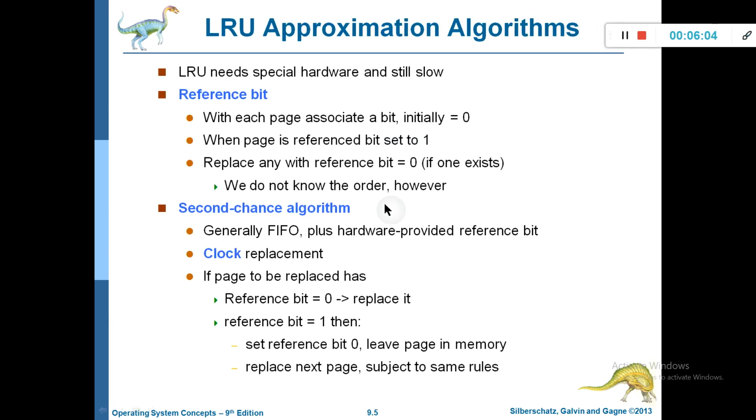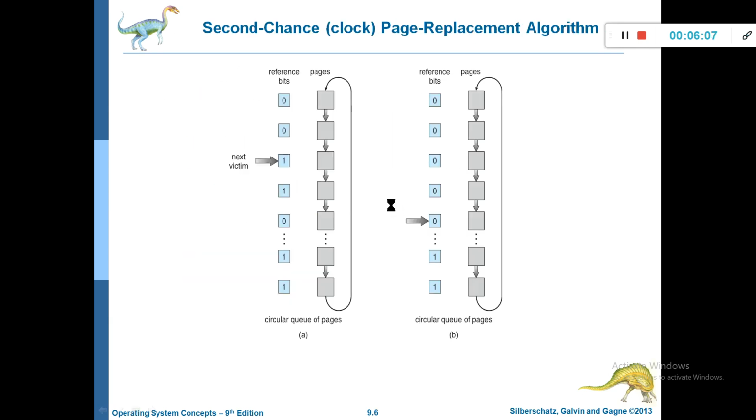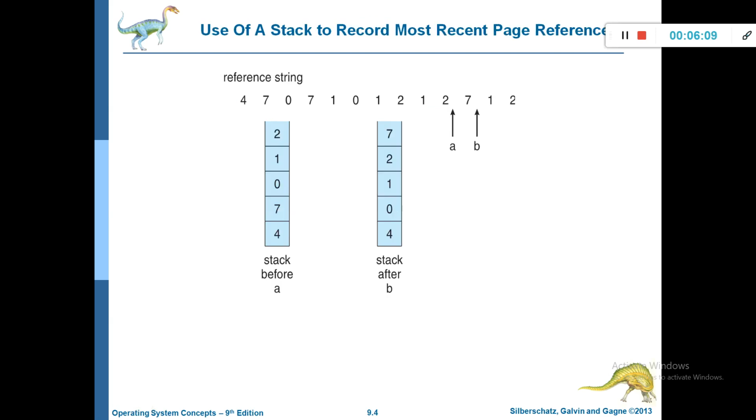So consider this is a reference string, 4 7 0 7 1 0 1 2 1 2 7 1 2. Now start inserting the pages in the stack. When you go on loading into the memory, the first page loaded into the stack, at the top of the stack, is 4, then 7, 0. Next 7: it is there in the memory, so there is no page fault. 1 is not there, so it will be added here.